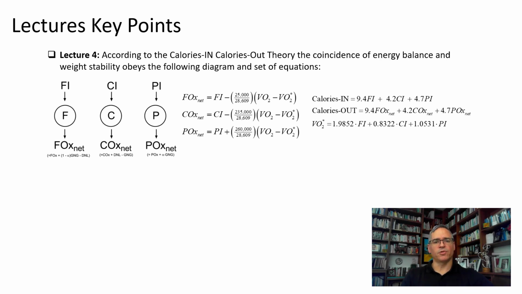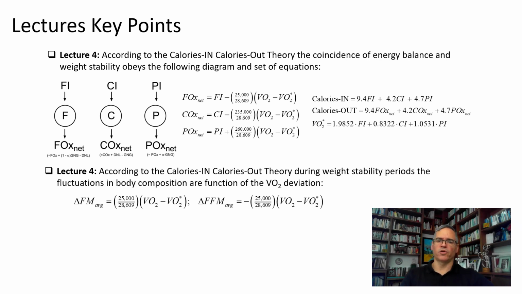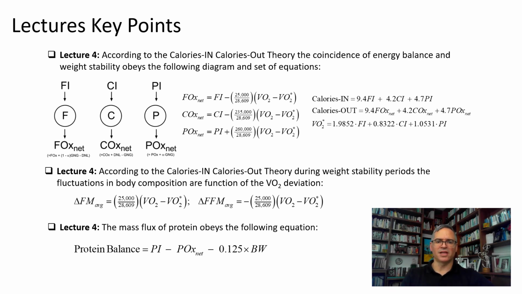In the present lecture, we have learned that according to the calories in, calories out theory, the coincidence of energy balance and weight stability obeys the following diagram and set of equations. Also, according to the calories in, calories out theory, during weight stability periods, the fluctuations in body composition are a function of the VO2 deviation. And finally, we have learned that the protein balance obeys the shown expression.